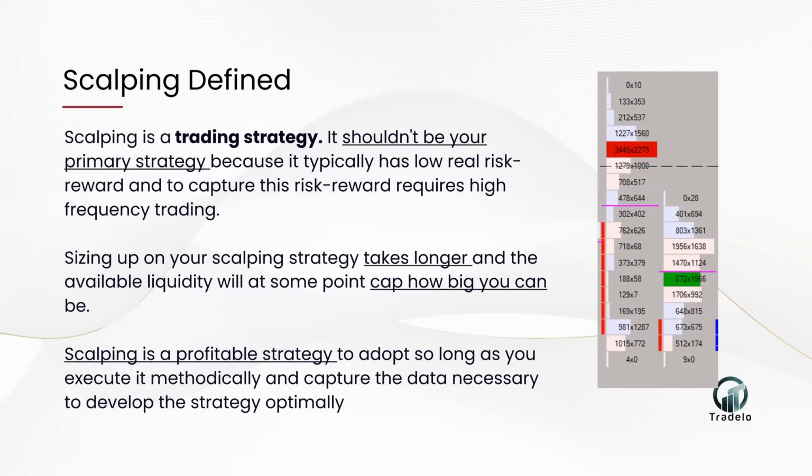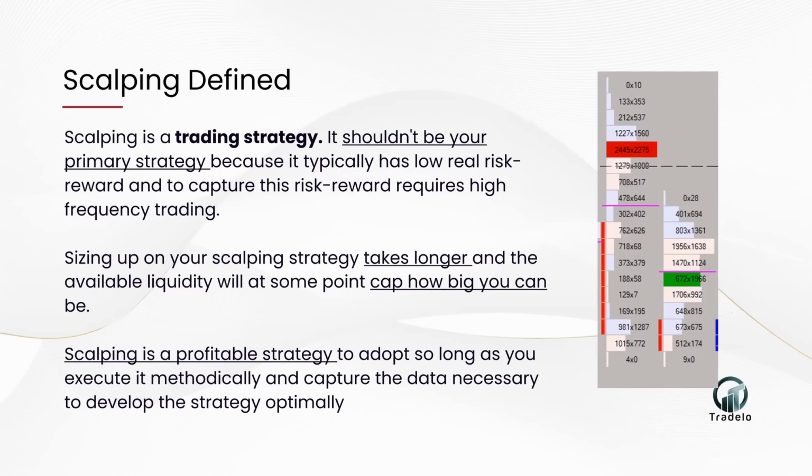As I said, scalping is a trading strategy. It shouldn't be your primary strategy. By primary, I mean it shouldn't be where you make the bulk of your revenue because it typically has low real risk reward. And to get this risk reward and be profitable, it requires you to do a significant amount of round trips. Okay. If your primary strategy is scalping, your broker will be very happy, but your account growth will be slow. Moreover, it takes a lot longer to size up on scalping strategies because ultimately at some point available liquidity will become an issue and it will cap how big you can become with scalping.